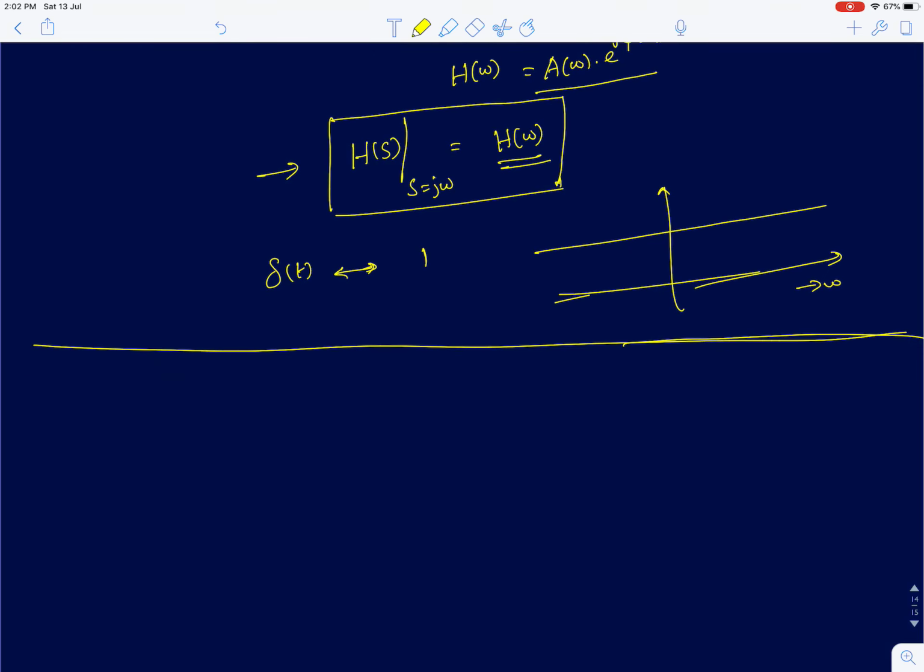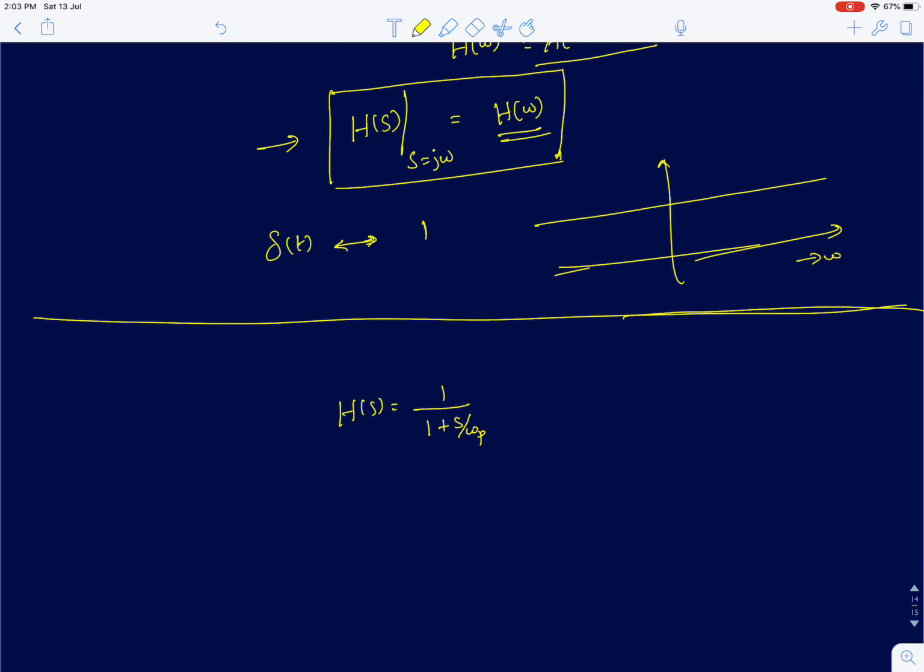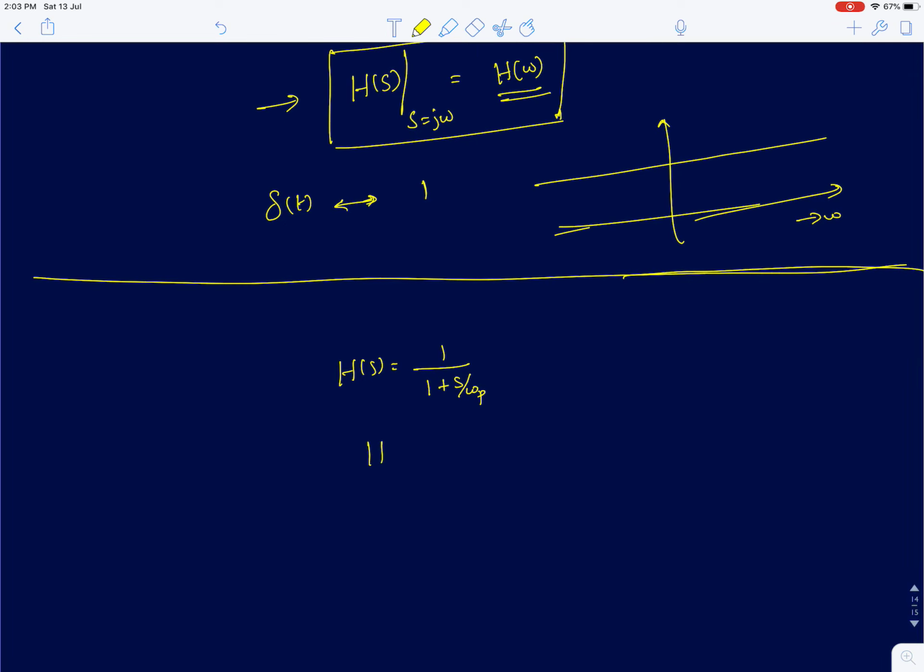So first I'll take the simplest first order transfer function, which is 1 plus s by omega p, the single pole transfer function. Now I'll substitute s equal to j omega, and I get the frequency response.